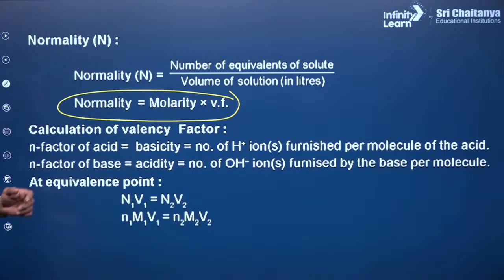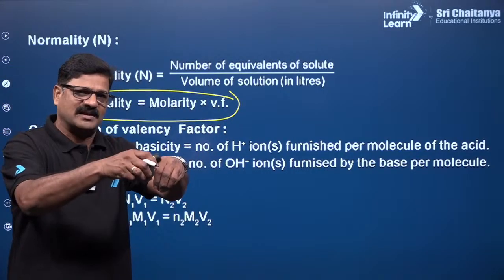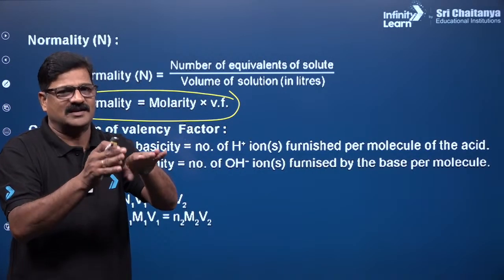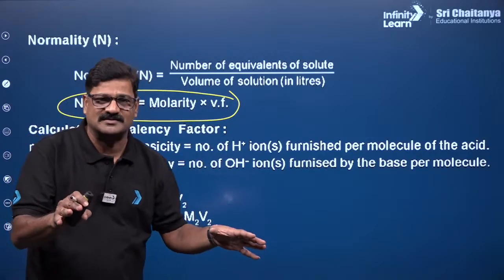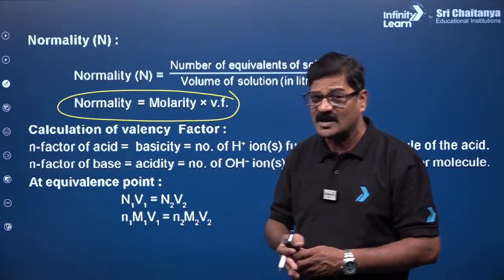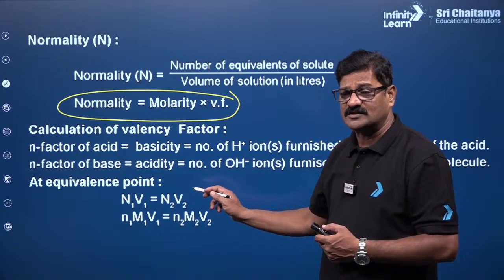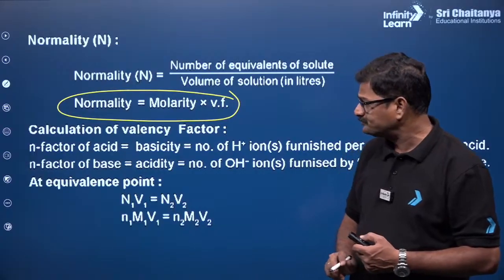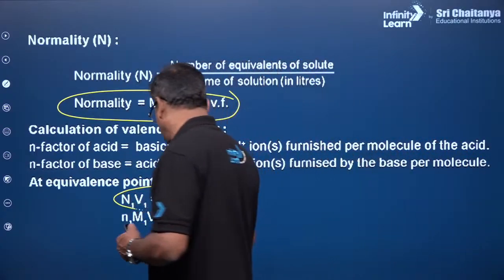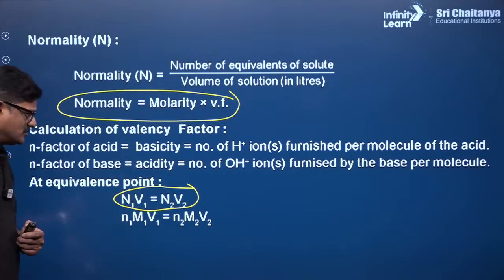So for dilution, at the equivalent point, when an acid and a base react, they are going to neutralize. Let us say it is an equivalent point. It could be oxidation reactions, redox reactions or acid-base reactions. At the equivalent point, N1V1 is equal to N2V2. That's very important. That is the law of equivalence. And N1M1V1 is equal to N2M2V2.